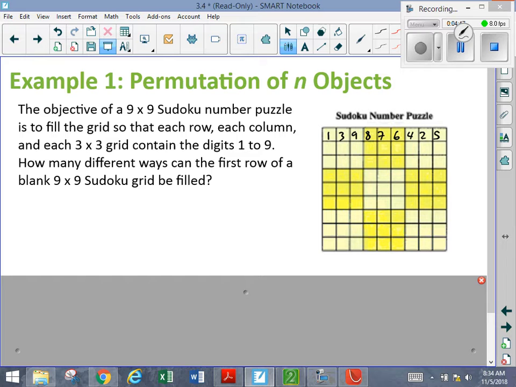Someone has already predetermined what this first line is going to be, and it has to be exactly in this order. So this line has the numbers 1 through 9 in a specific order. And that is why it is a permutation, because it's in a certain order.